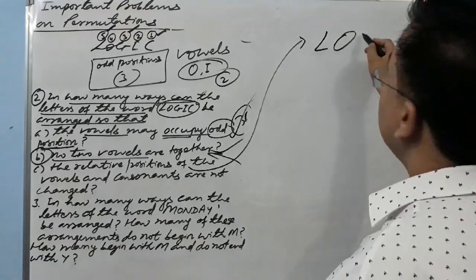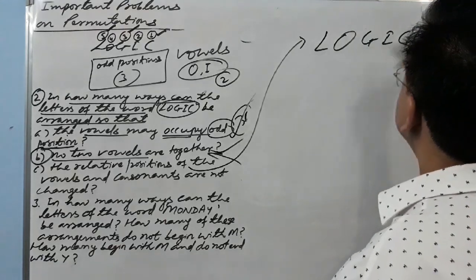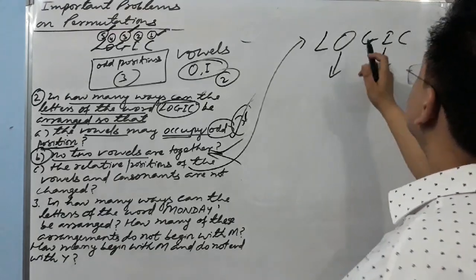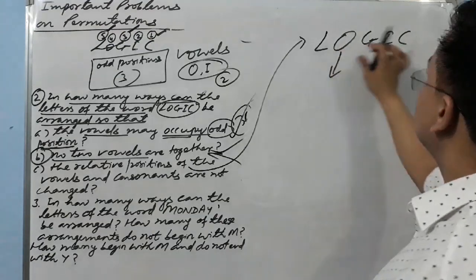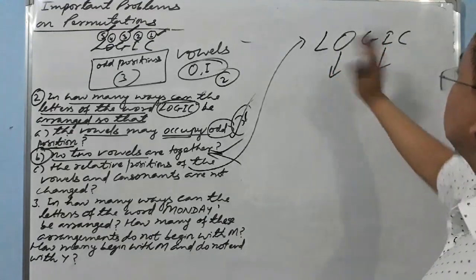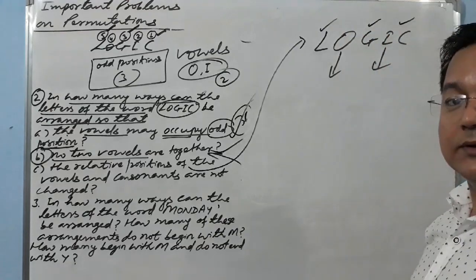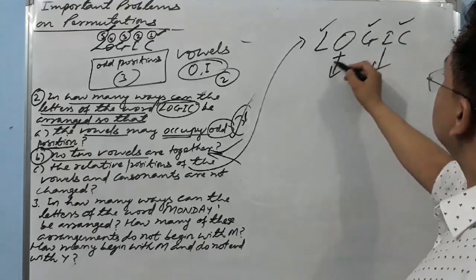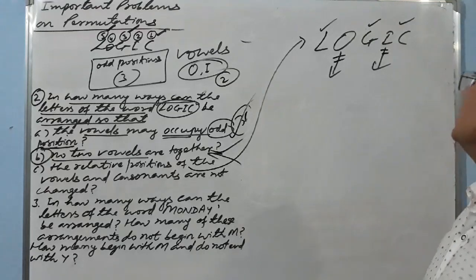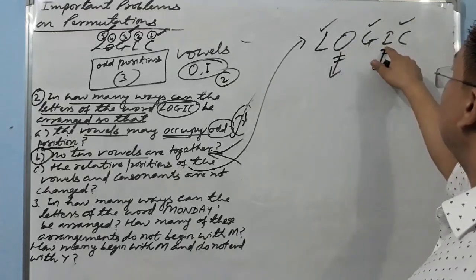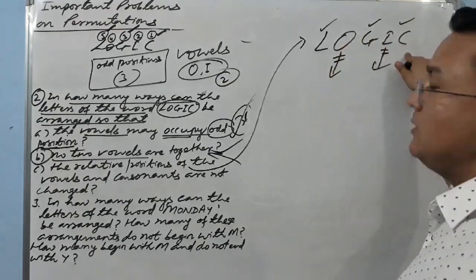Look at here, L, O, G, I, C. So these are the positions for vowels, because you have not to change the relative positions. These are the positions for consonants, these are the positions for vowels. So there are two positions for vowels and three positions for consonants.